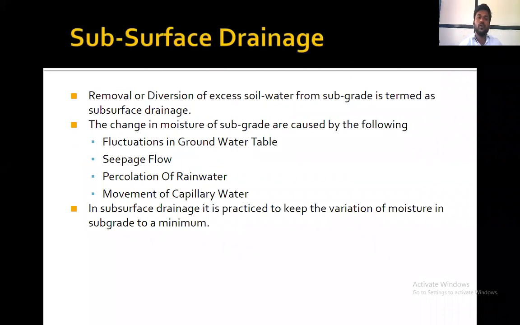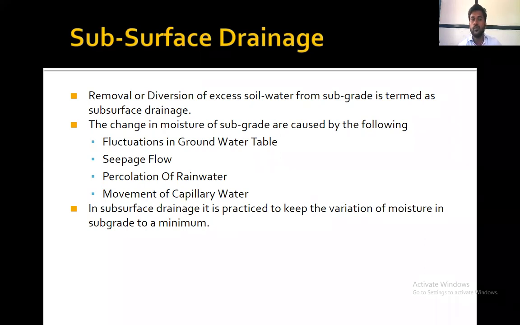So these are the methods of surface drainage that we have seen: providing side drainage systems in the longitudinal direction when the road is in embankment, when the road is in cutting, providing catch drains, providing inlets, and providing shoulder drainage systems. These are the various methods to drain out the surface water. Then there is another way to provide drainage, that is the subsurface drainage system.